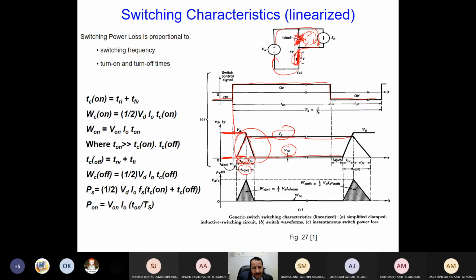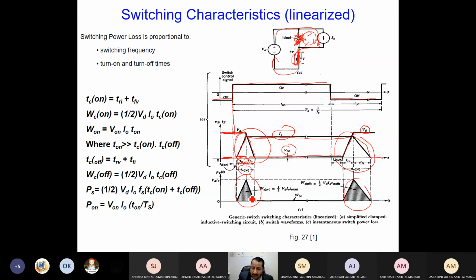Okay, the same triangle will appear here when I switch off. The voltage will now increase to block until it reaches maximum voltage. The current will fall to 0. The same triangle. Okay, this triangle happens when I switch on and when I switch off. When I switch on, as you can see here, there is a triangle. When I switch off, there is another triangle.